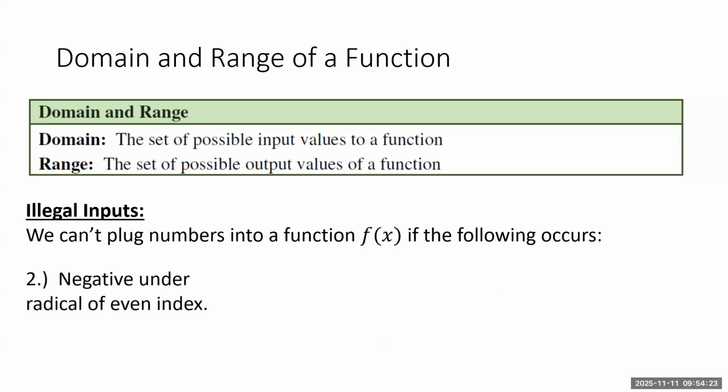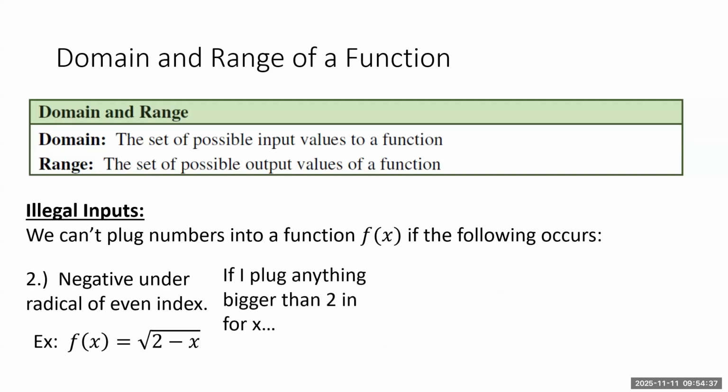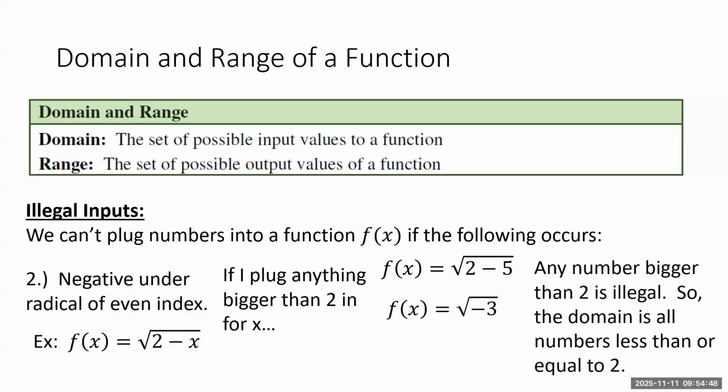The next thing that's illegal, number 2, is a negative number under a radical of even index. So consider our new example function. We'll say f of x is the square root of 2 minus x. If I plug anything bigger than 2 in for x, so suppose I plug in 5, then I get the square root of 2 minus 5. That's the square root of negative 3. What we now have is any number bigger than 2 is illegal because I can't take the square root of negative 3 in the real numbers. So the domain is all numbers less than or equal to 2. We'll work on expressing those spaces more succinctly in a few minutes.